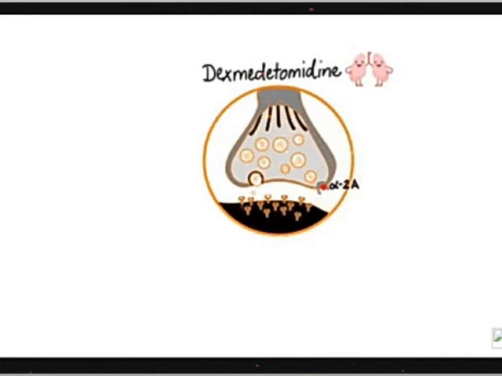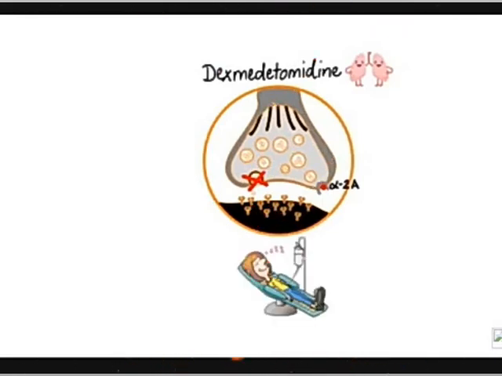The action on these receptors inhibits the release of norepinephrine, terminating the propagation of pain signals and inducing light sedation. When it comes to side effects of dexmedetomidine, the most common ones are bradycardia and hypotension, as well as transient hypertension due to weak peripheral alpha-1 receptor agonist activity.